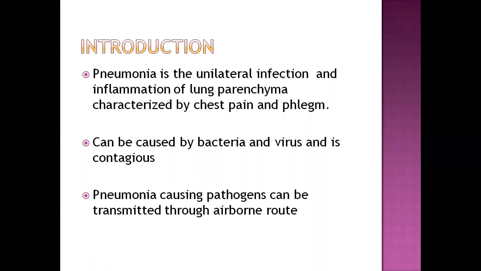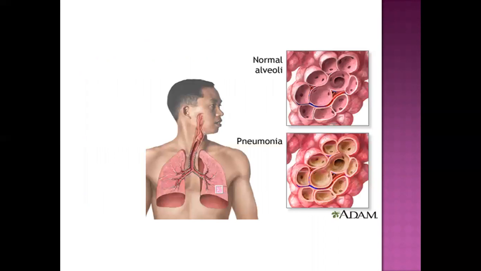Parenchyma cells help in formation and development of the lungs, characterized by chest pain and phlegm. It can be caused by either bacteria or virus and also might be contagious. Pneumonia pathogens are transmitted from one person to another through the airborne route mostly.